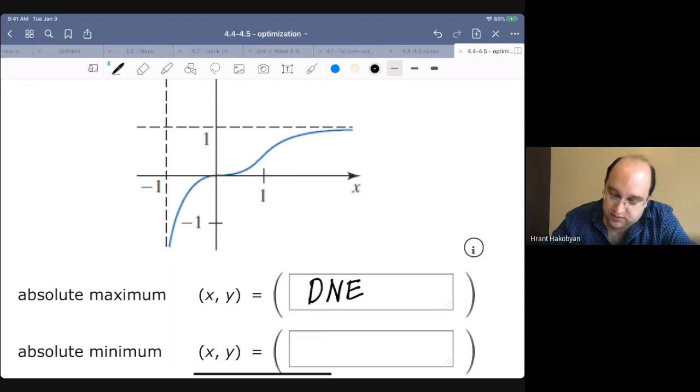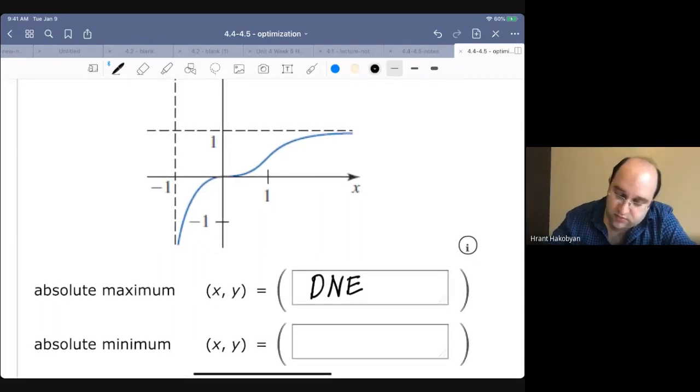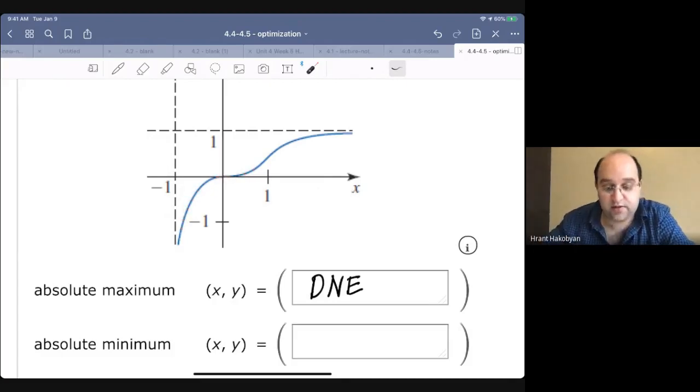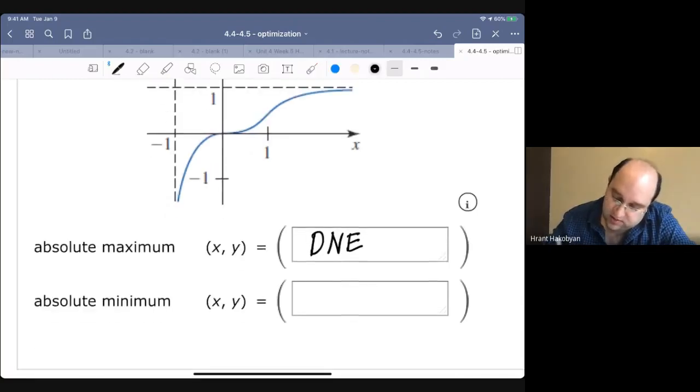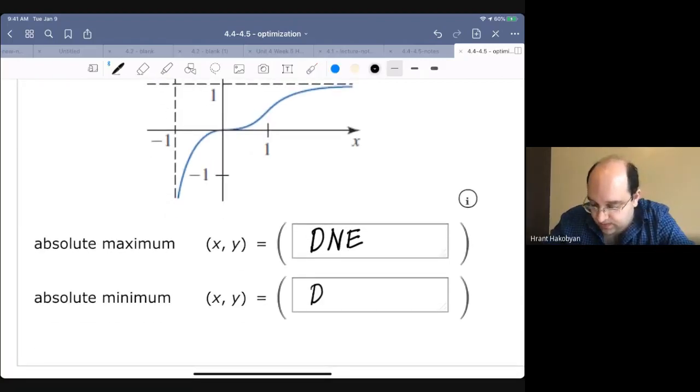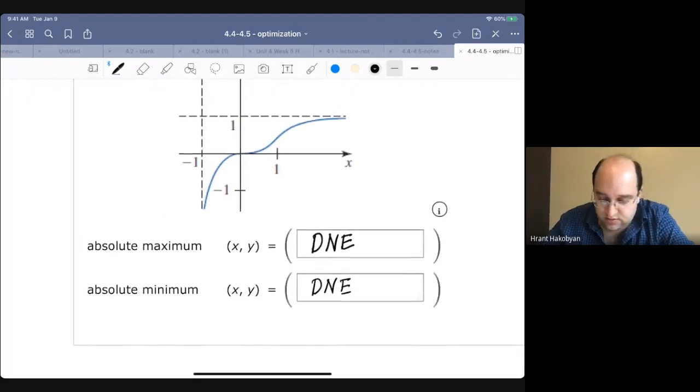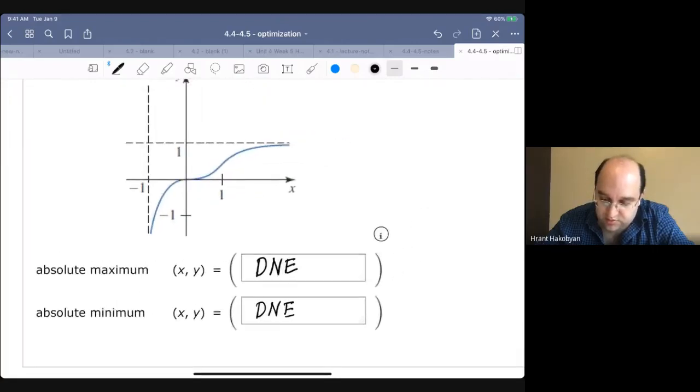But the same thing is true for the minimum, right? If I take a point here, and I take a point a little bit to the left, it's smaller. So there is always a smaller point. There is no point which is the absolute smallest. So that means, again, there is no absolute minimum. So the answer in this case, again, does not exist. There is no absolute maximum and there is no absolute minimum.